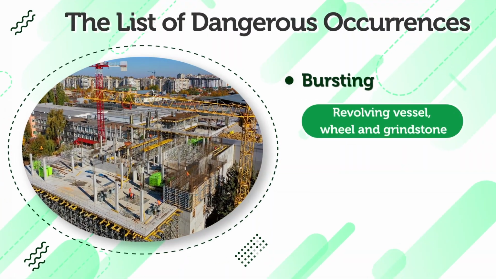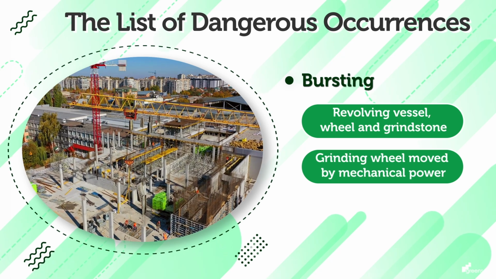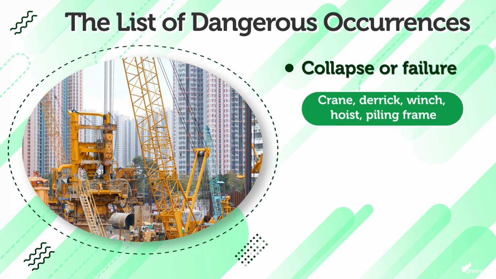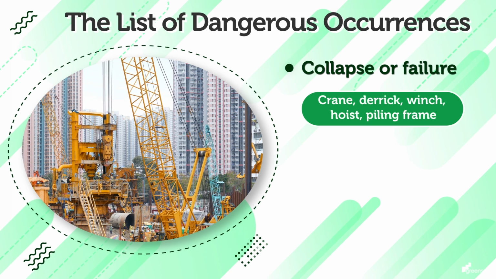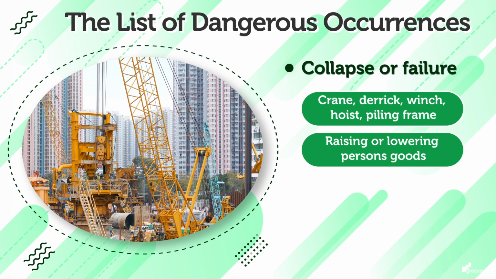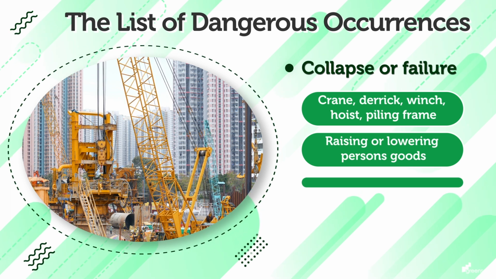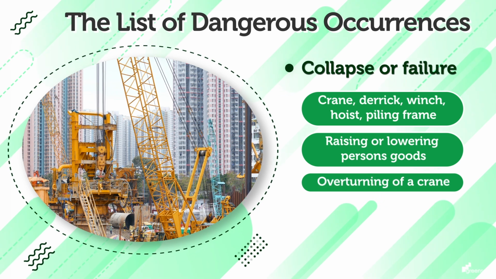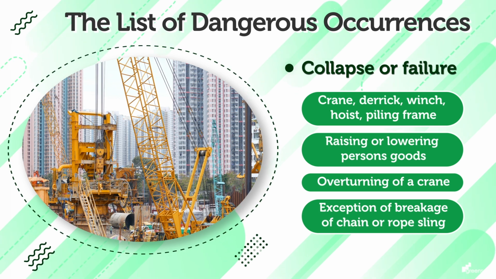1. The bursting of a revolving vessel, wheel and grindstone, or grinding wheel moved by mechanical power. 2. The collapse or failure of a crane, derrick, winch, hoist, or piling frame. Essentially, this category includes any appliance used in raising or lowering persons, goods, or any load a machine is carrying. Collapse also refers to the overturning of a crane. Take note that this type of occurrence does not include the breakage of either a chain or rope sling.